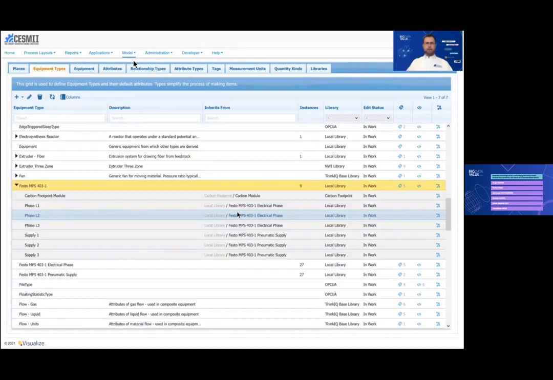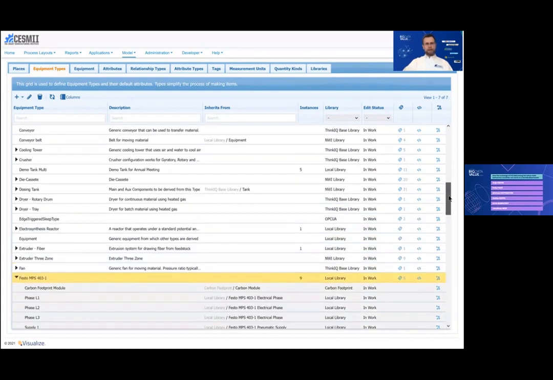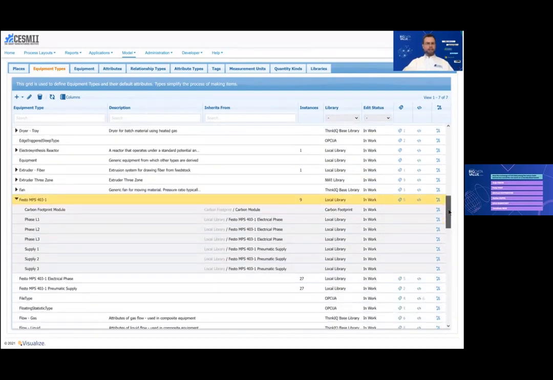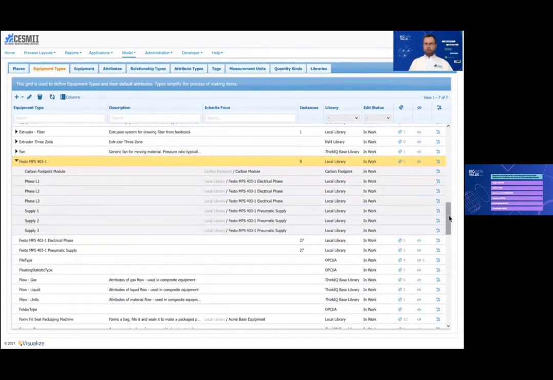So we start here with the common information model. You can see that the information model for the Festo MPS 403-1 is a part of a library of lots of different information models. What's important about this one is that we've agreed to interoperate on this information interface.